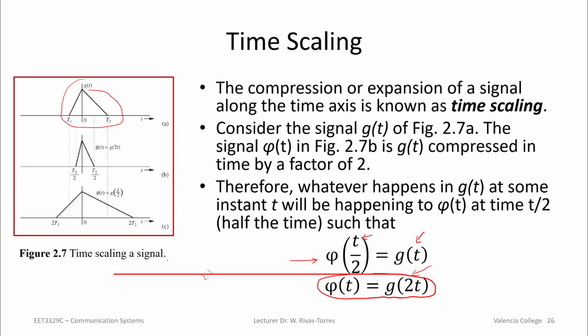The same thing happens when I want to expand my signal. If I want to expand the signal, what I do is I divide by whatever number I want to expand the signal by. So when I want to expand, if I have phi of t, I would say g of t over 2, expanding it by a factor of 2.